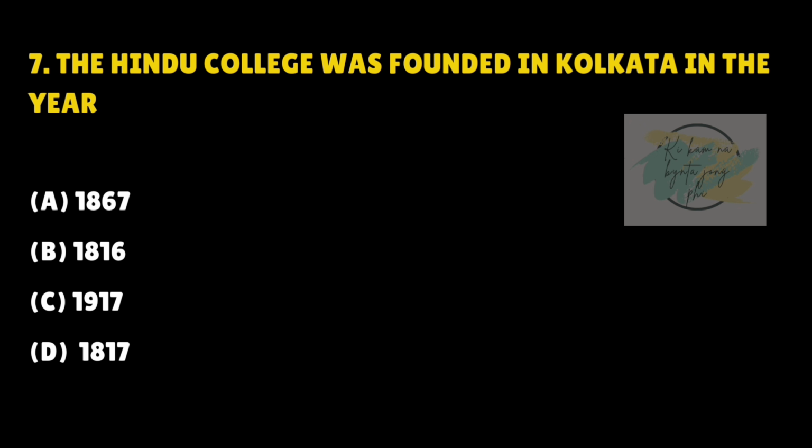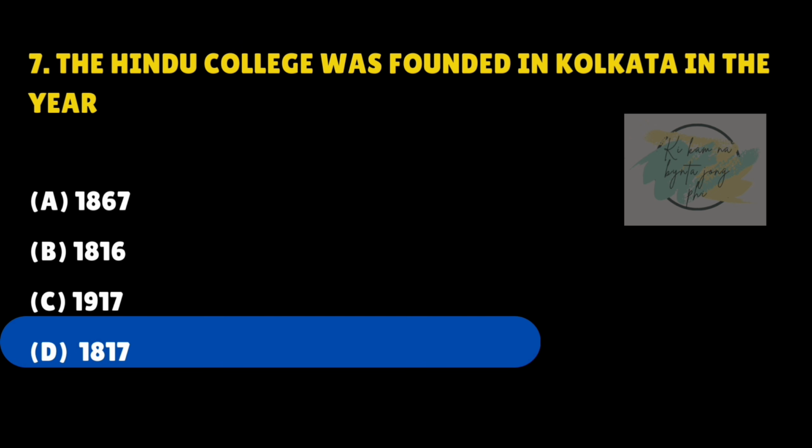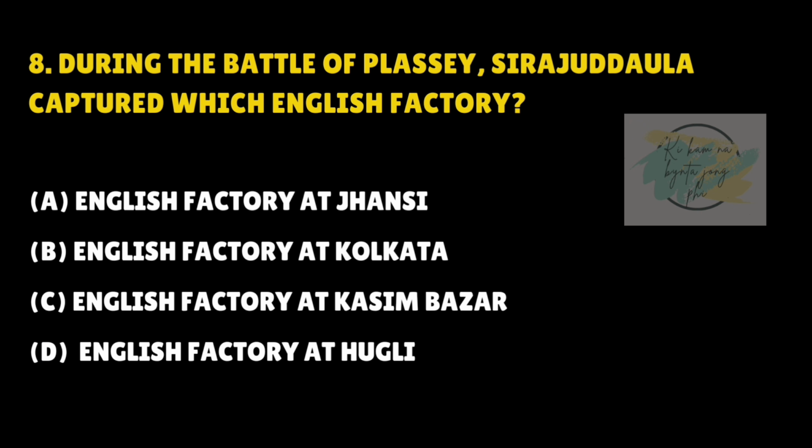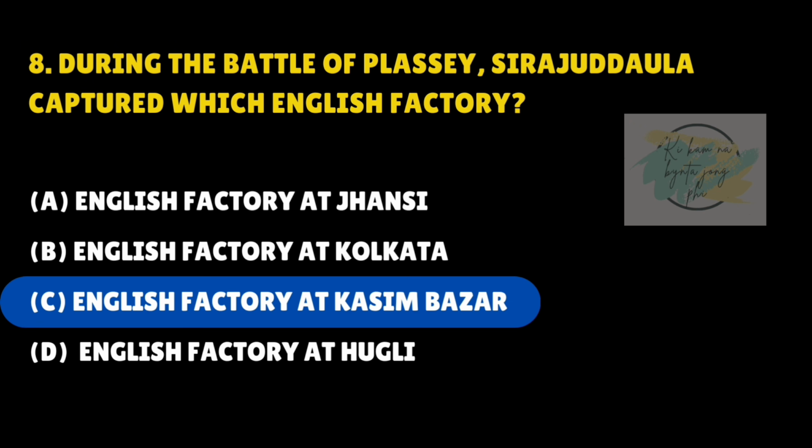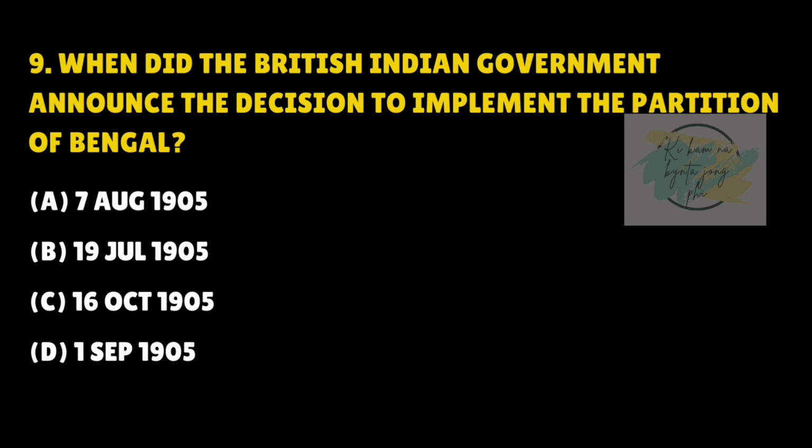The Hindu College was founded in Kolkata in the year? Answer is D. 1817. During the Battle of Plassey, Siraj-ud-Daulah captured which English factory? Answer is C. English factory at Qasim Bazar.